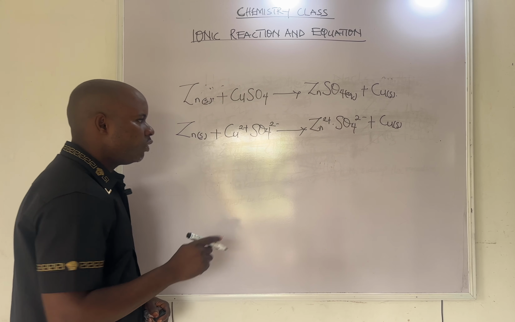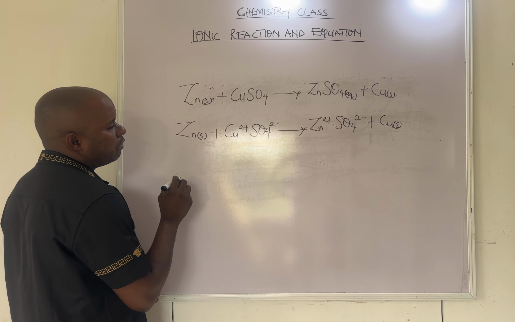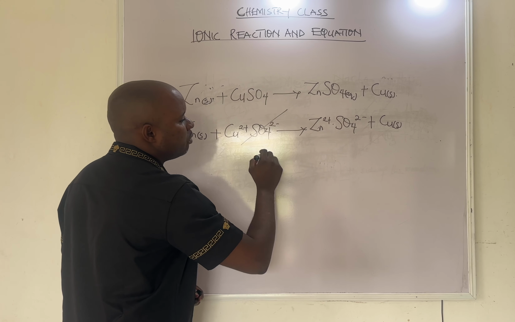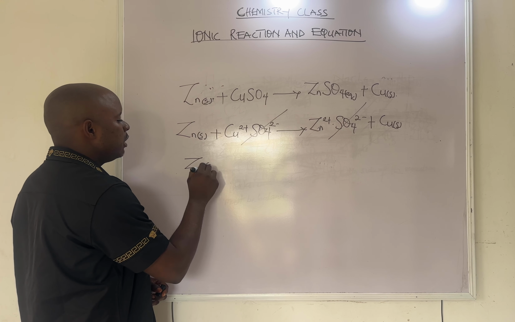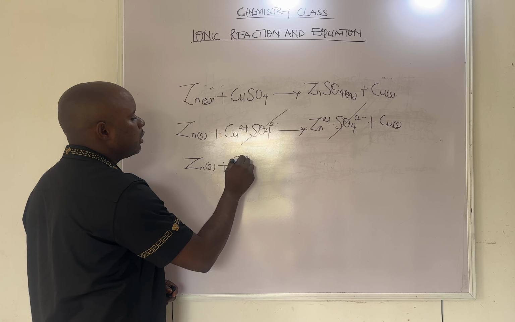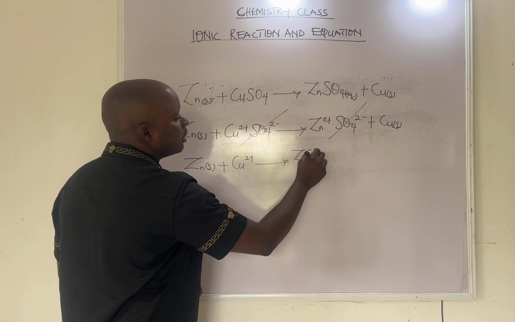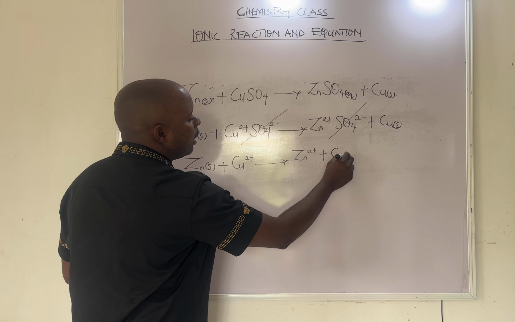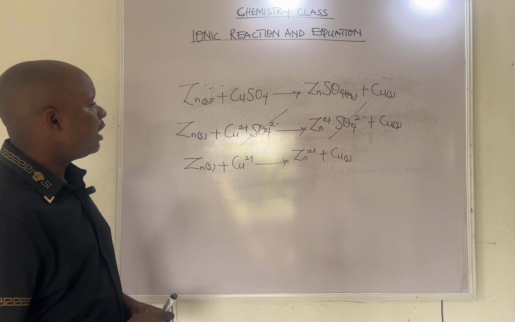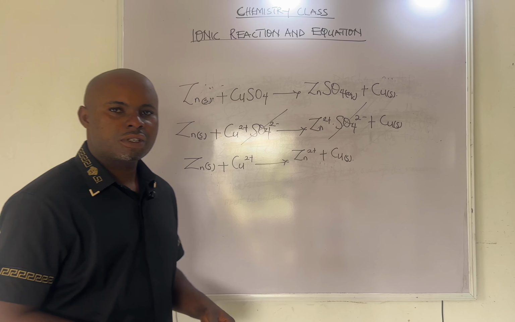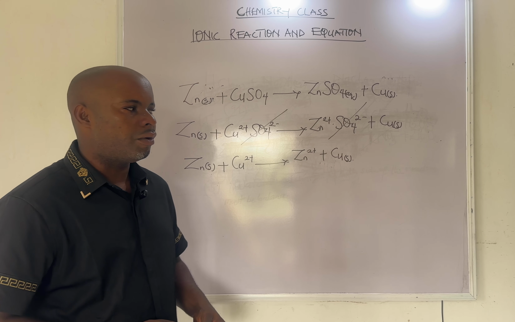Since copper is a solid, we do not dissociate it. So we cancel out whatever is found on both sides. We have SO4 2 minus here and here. So we are left with zinc solid plus copper 2 plus to give zinc 2 plus plus copper solid. You can see that with the help of these rules, writing the ionic equation becomes simple and straightforward.